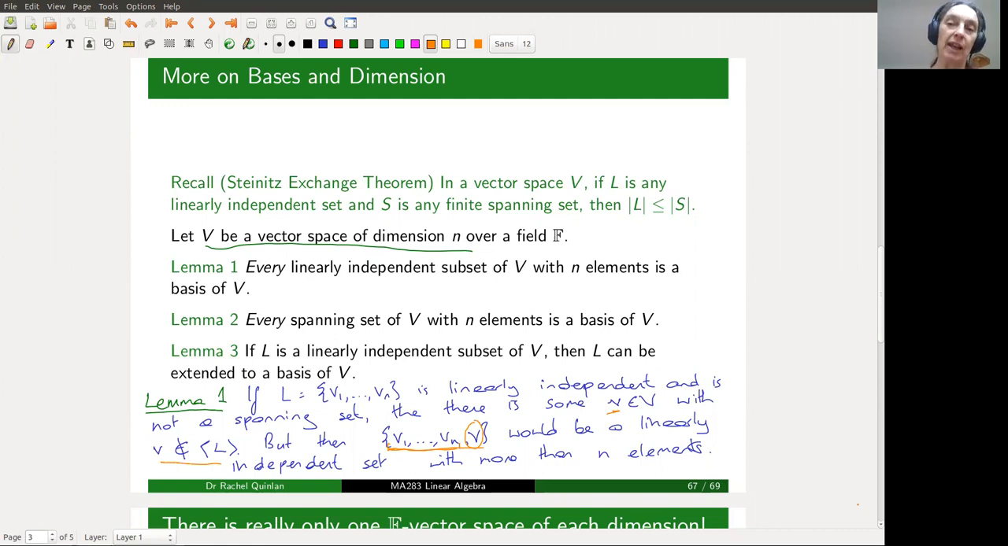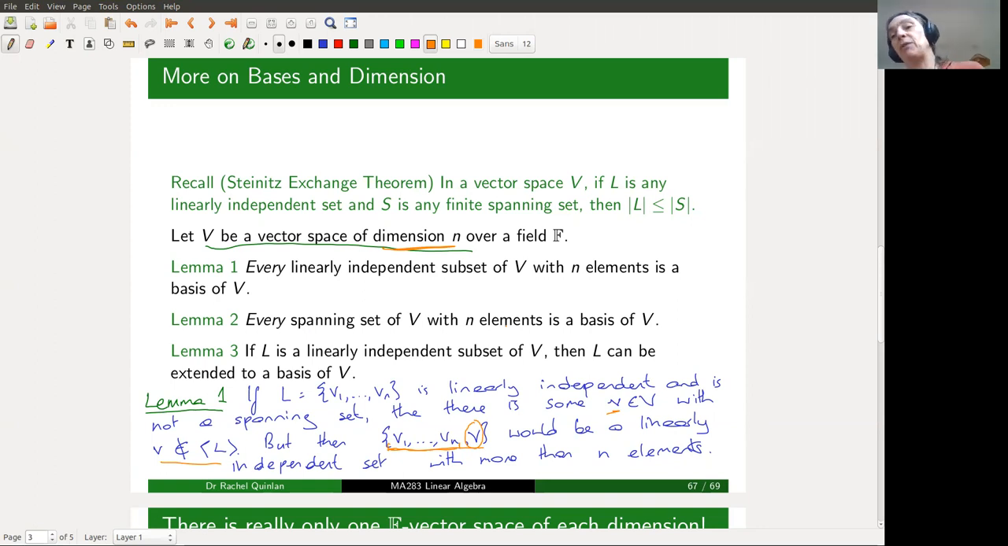And one thing that we can note again, as a consequence of the standard exchange lemma, is that there can't be a spanning set in the vector space with fewer than n elements, because there is a linearly independent set of n elements, given that n is the dimension of the space, so there's a basis with n elements. That means we can't have a spanning set with fewer than n elements. So if we do have a spanning set with n elements, then in order to be a basis, it must be linearly independent.